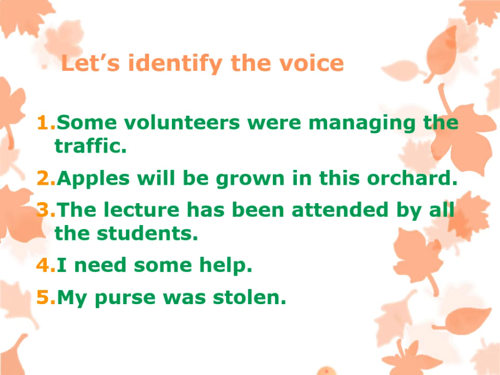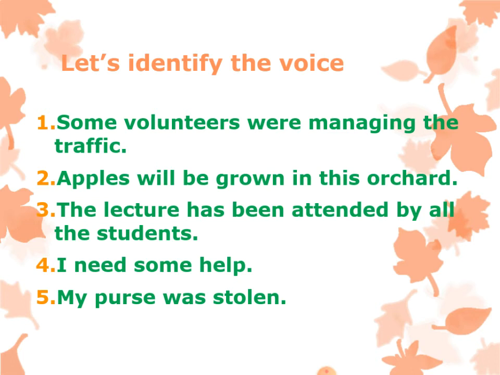Apples will be grown in this orchard. Who will grow the apples? Somebody. It is not given in the sentence, but the apples are the receiver of the action. So apples will be grown in this orchard is in a passive voice. The lecture has been attended by all the students. Who has attended? The students. So the students is placed after the verb. So it is in a passive voice.